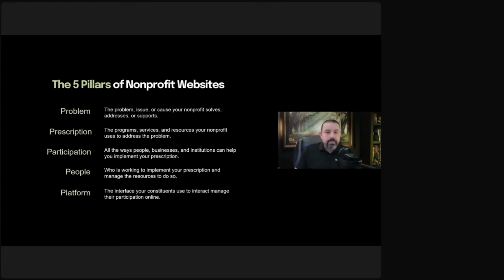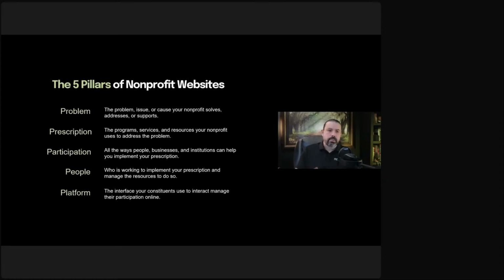And then lastly, the platform. For some of you, this doesn't apply because you don't have a way for people to engage with you online. But for most of you, there is an opportunity for this: a way for people to go in, control their donations, maybe update their payment methods, their bio, or their basic contact information. Whatever platform you're using for people to manage their own data, that's the platform part. And that is very important for most nonprofits. You've got to have a section where people can control their interactions with you.